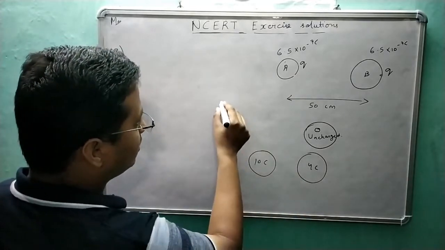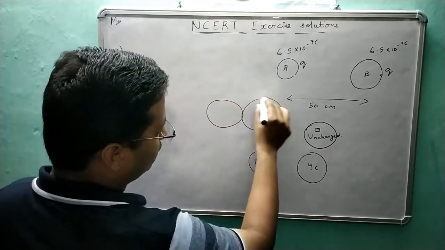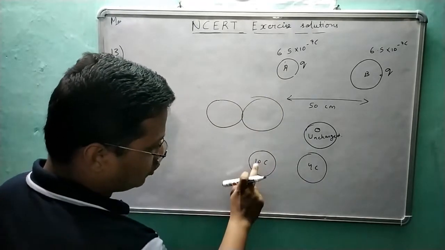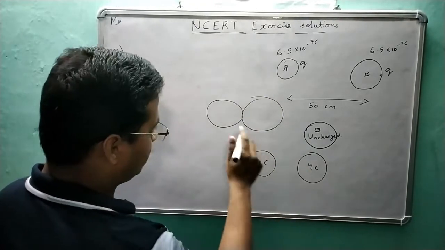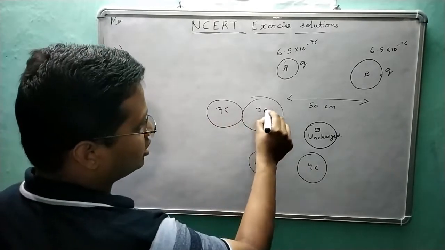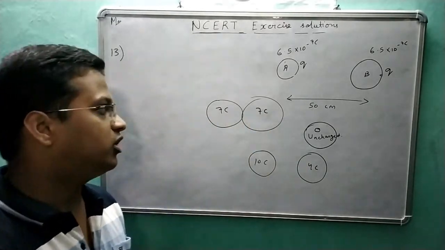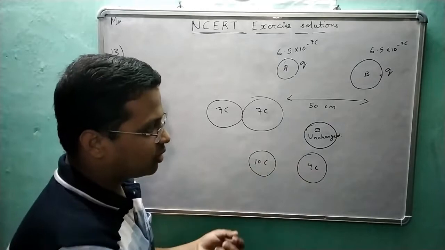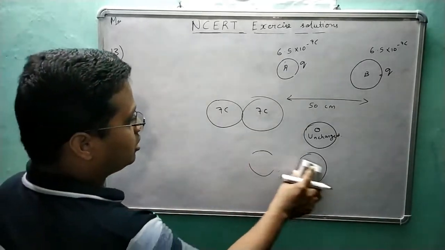So when will the equilibrium be reached? When both of them are equal, so what is the average of them? 10 plus 4, 14 by 2. So when both of them get charged to 7 coulomb, an equilibrium will be reached. So basically we have to calculate the average. Alright.